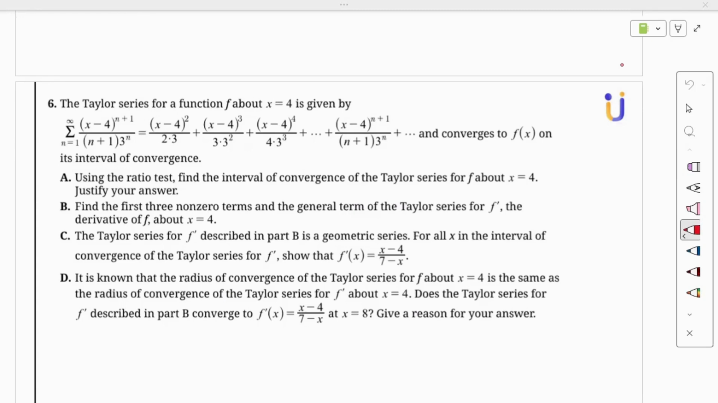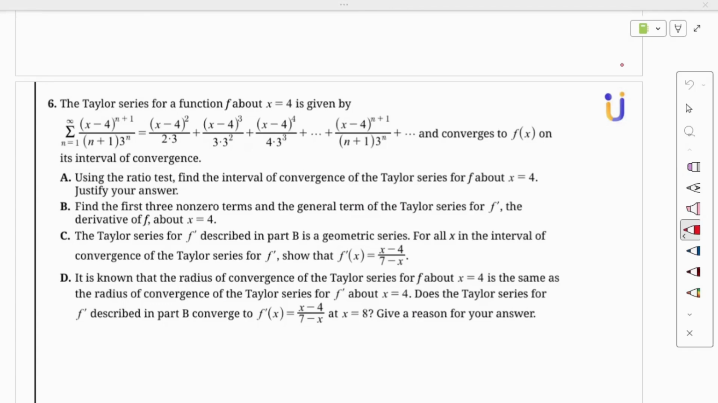Next, the Taylor series for f prime described in part B is a geometric series. You will get a geometric series as the answer in part B. And for this, part C: for all x in the interval of convergence of the Taylor series for f prime, show that f prime of x is this. So in part C, we know the answer.